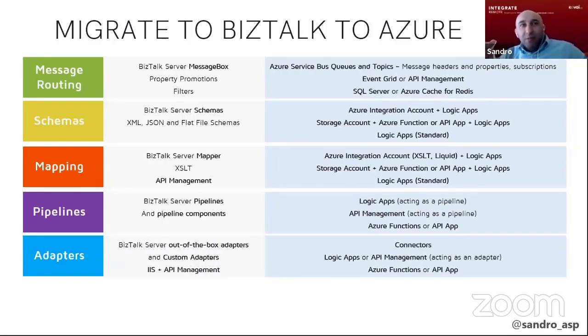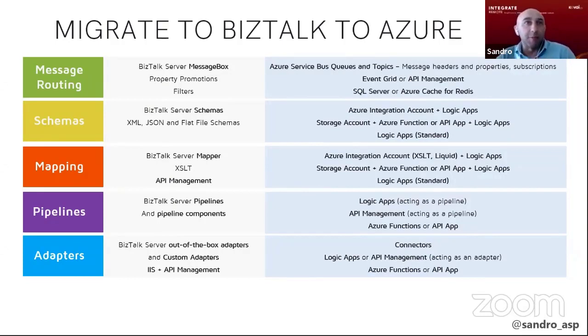Adapters. So in terms of adapters, there's a lot of stuff in BizTalk that are out-of-the-box adapters, and there are custom adapters that you can create. You can also say that IIS is an adapter because if you put HTTP in front, it is IIS that will deliver to you. API Management is also the same for Azure instead of exposing in IIS. Well, in Azure, there are connectors. That is the most related stuff that you see as an adapter, okay? But actually, you can use also Logic App acting as an adapter, no?